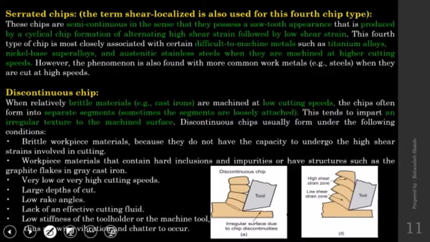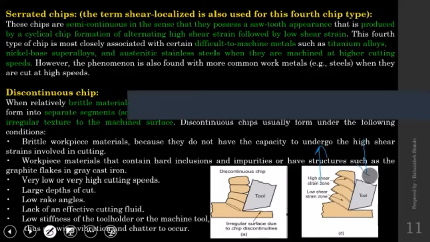The reason for formation of this kind of chips is fluctuation in the strains, or shear strains, generated during the cutting process. The increase and decrease in shear strains will result in the formation of serrated chips. That is the major reason.